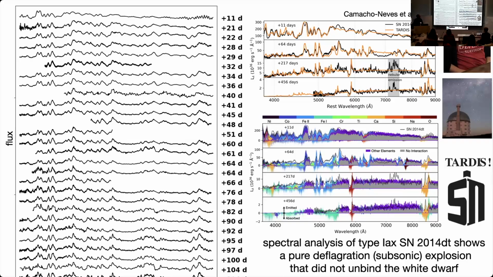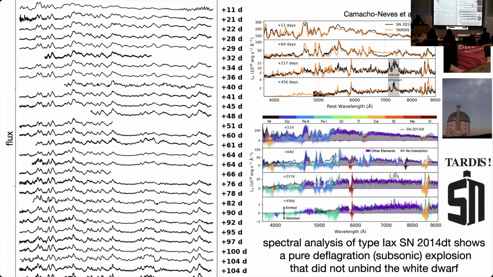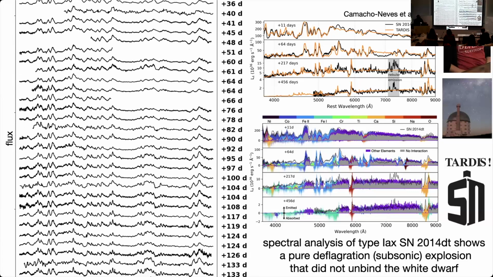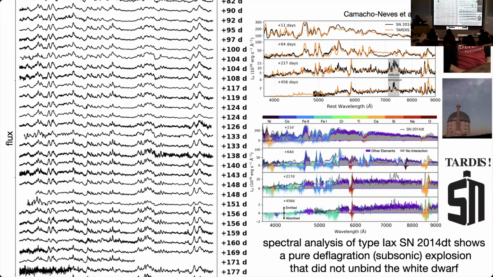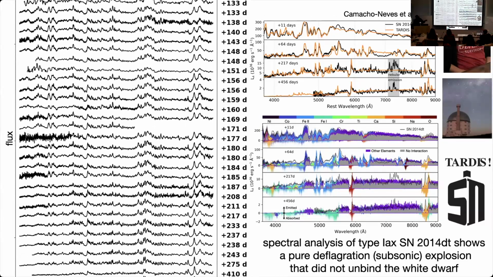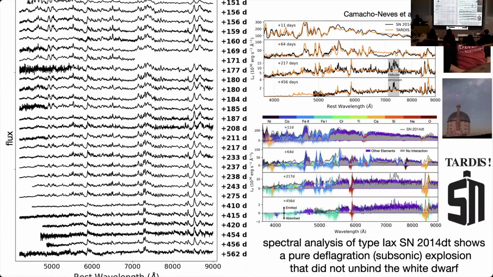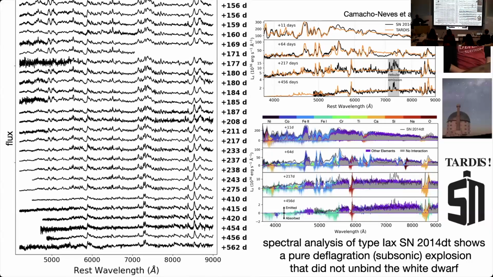And so you can use TARDIS to model it. You collect a whole bunch of data over 500 days, which is hard to do, and the same TARDIS model, the same explosion model, fits the data over this very long period of time. That's really nice: the same radiative transfer code applied to the same underlying explosion. So we do think these are partial explosions of white dwarfs that did not completely unwind.